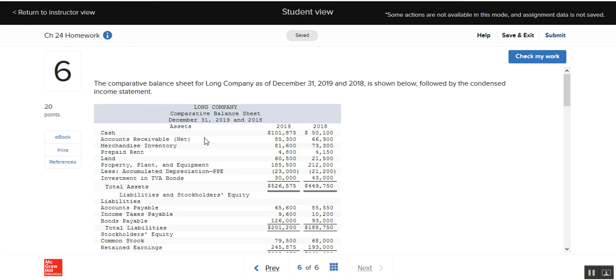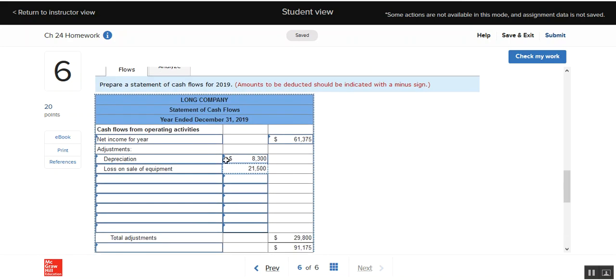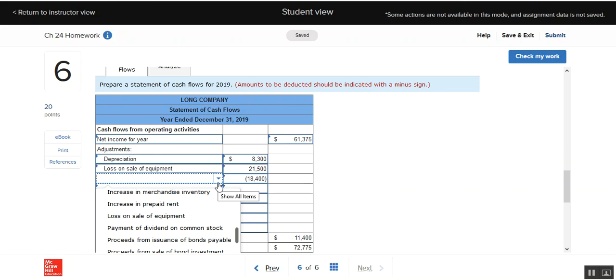And honestly, when you're doing a statement of cash flows, I think the best thing to do is to make a list of the different types of adjustments you're going to make, and then put add or subtract next to them. So accounts receivable: when accounts receivable increases, and this one actually increased by 18,400, you have to do a subtraction in the cash flows from operating activities.